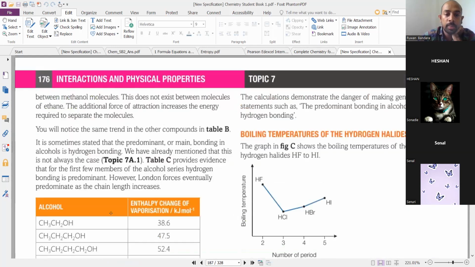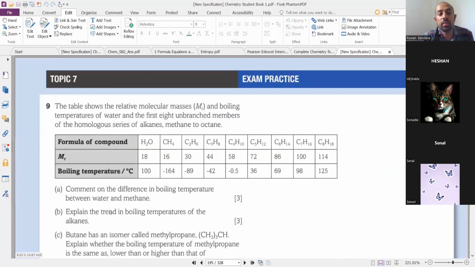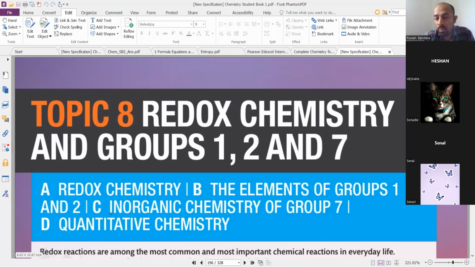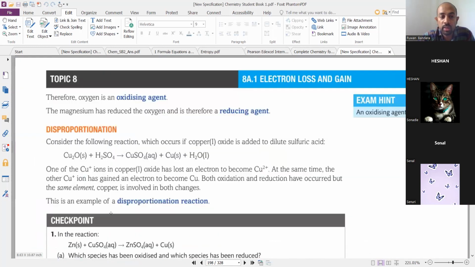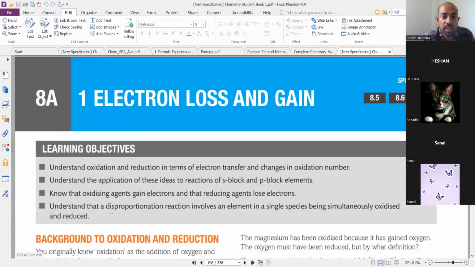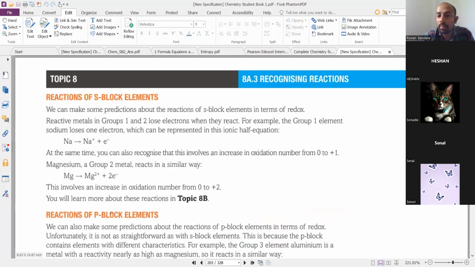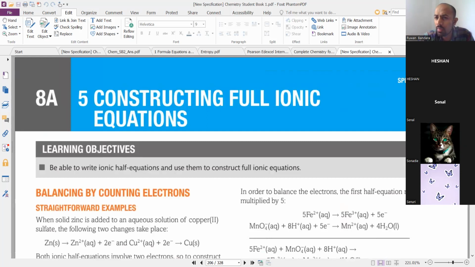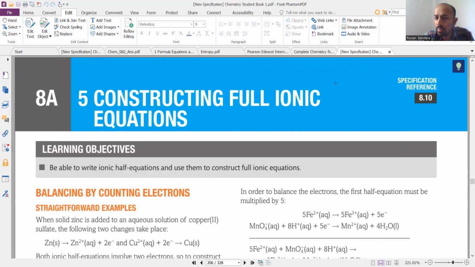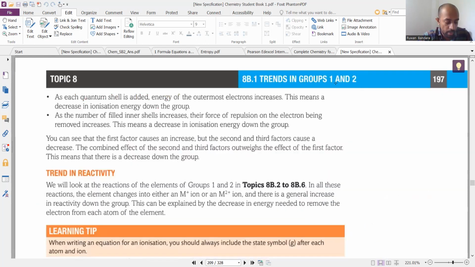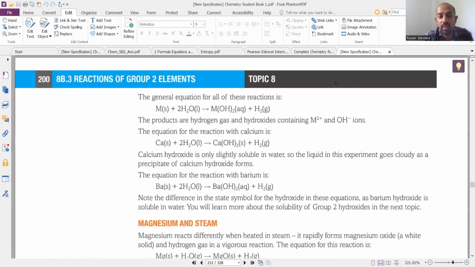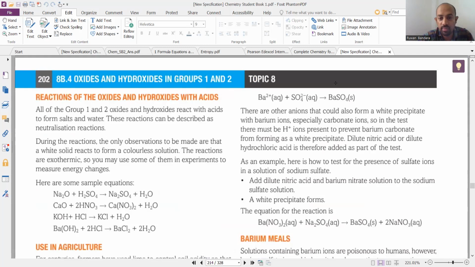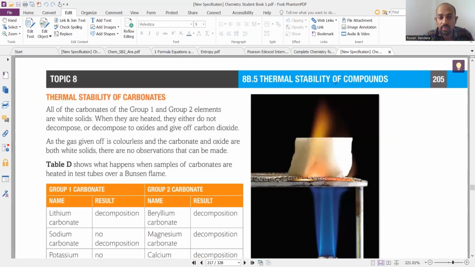This part, disproportionation. Can you tell me the definition of disproportionation? A reaction involving both oxidation and reduction of one species. Yeah, the same species undergoes oxidation and reduction. Right.